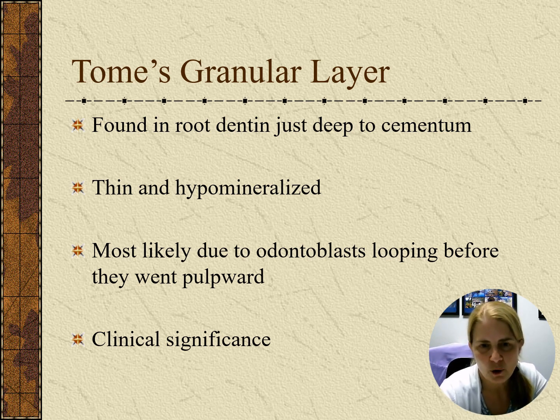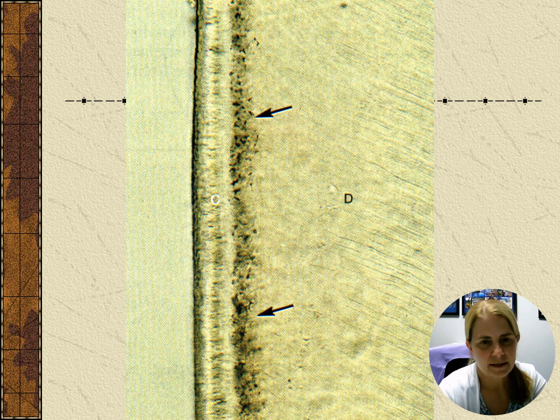It's thin and hypomineralized, and it is most likely due to the odontoblast looping before they went towards the pulp. So this is of clinical significance. And in this next picture, you can see the dentin and the cementum, and this is on the root surface, and that Tomes granular layer. It kind of looks like there's some granules in that picture.